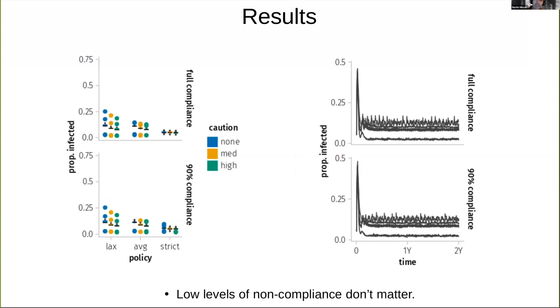Now, next we introduce non-compliance. So in this case, we assume that people 10% of the time just do not follow whatever policy is implemented at the moment. Interestingly, that doesn't have much of an effect. So we still have relatively effective policies. Cautiousness has the same effect as well, and we still reach a pretty stable equilibrium relatively soon.